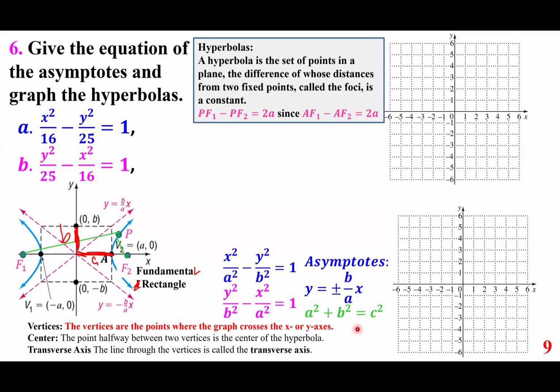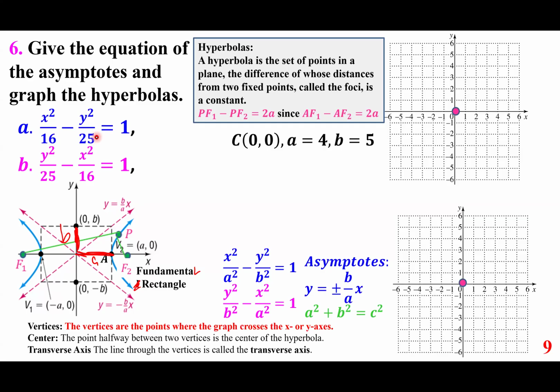So having said that, in both cases, the center is 0, 0. In both cases, A is square root of 16, or 4, and B is square root of 25, or 5, in both cases. So we have the center at 0, 0.